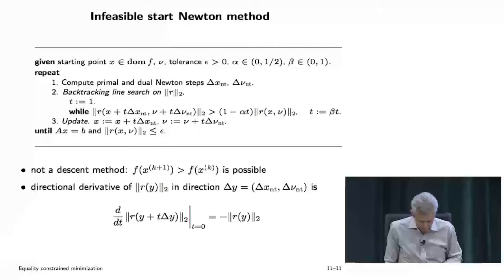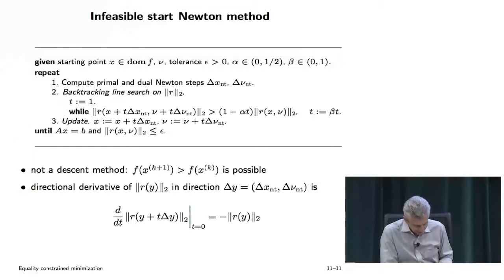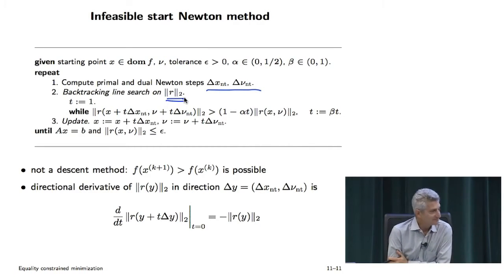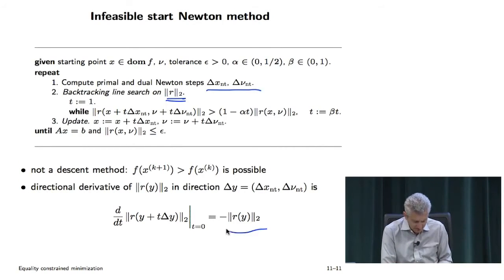Okay, so here it is. What you do is you compute the primal and dual Newton steps, and then you do a backtracking line search on the norm of r, so on the total residual. That's easy enough. And it turns out the directional derivative is simply minus the residual. That's a quick calculation. And so you get a very simple code that looks like this. Then you update x and you keep going. It's not a descent method, but what does go down is the norm of the residual.